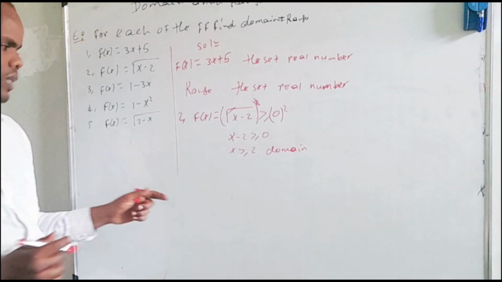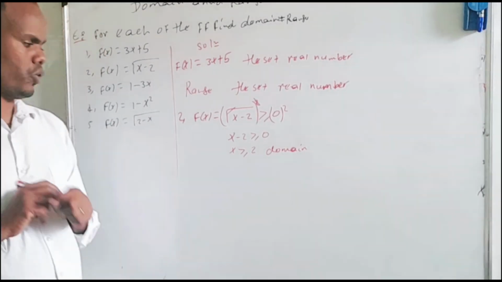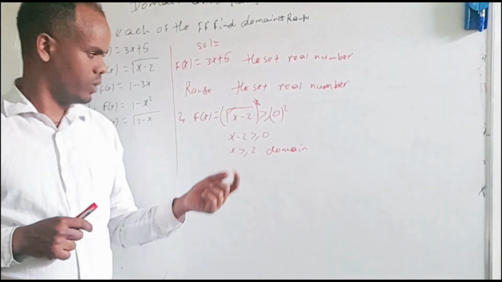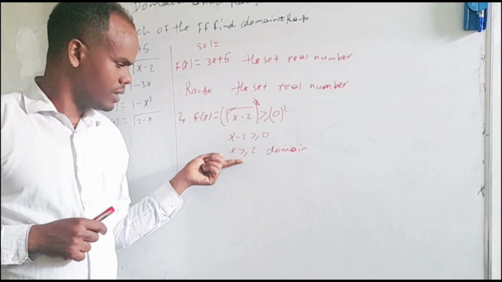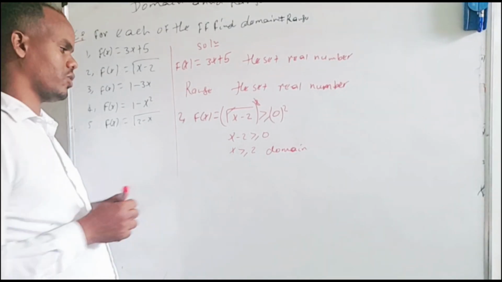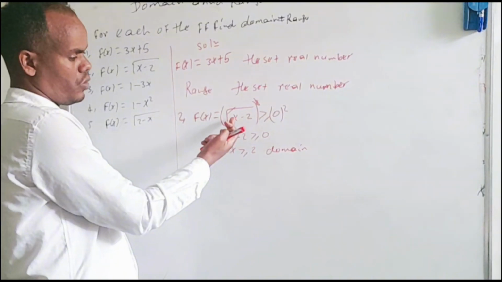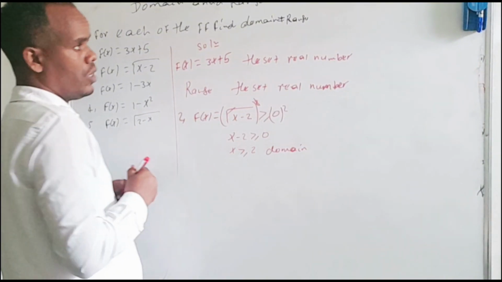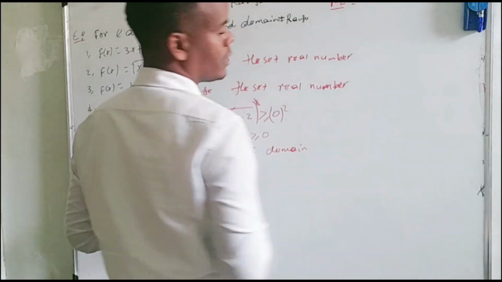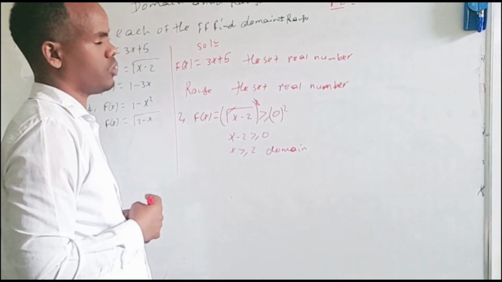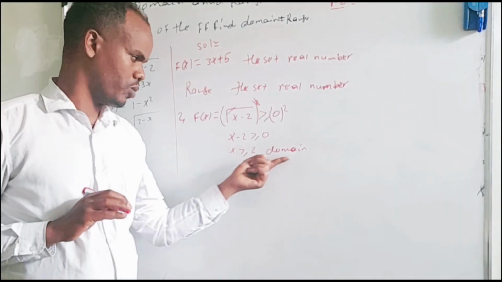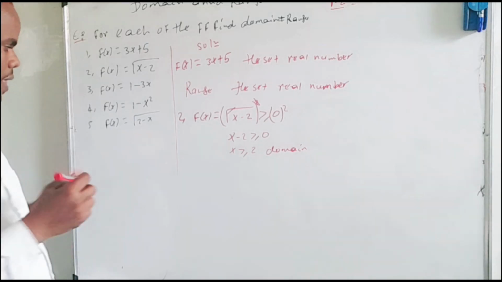So that means the function is defined only when the radical expression is non-negative. For example, when we substitute 0, we calculate 0 minus 2, which is negative 2. So the radical of minus 2 is not a real number; it is a complex number. So our domain is x greater than or equal to 2.